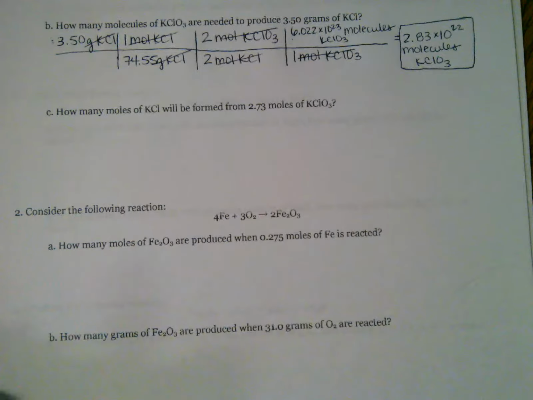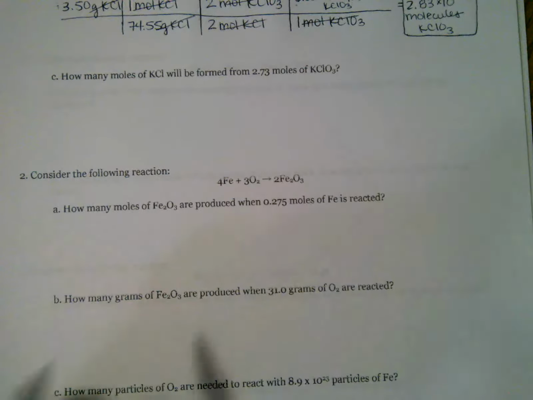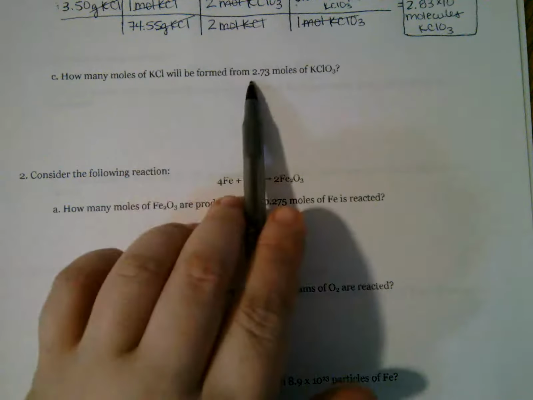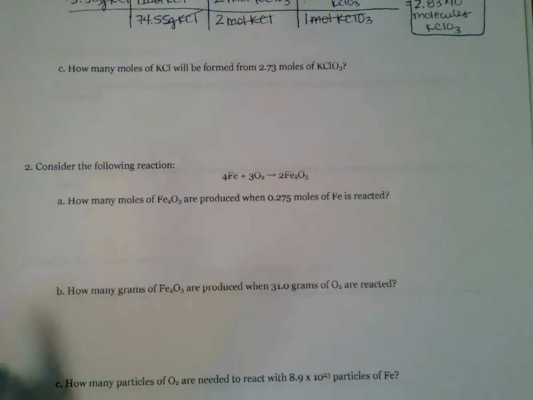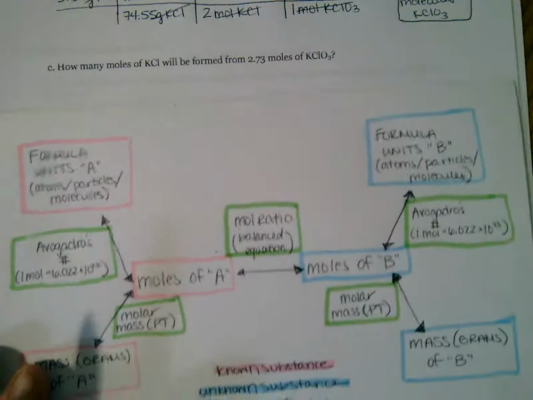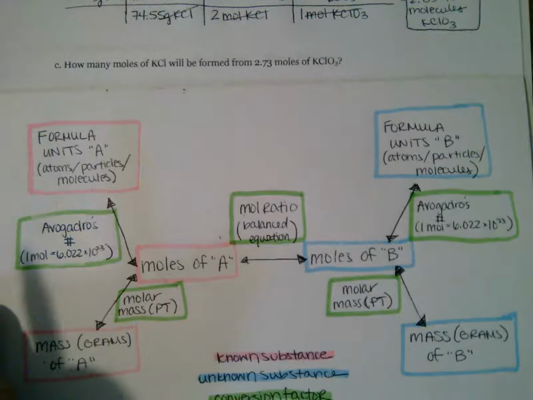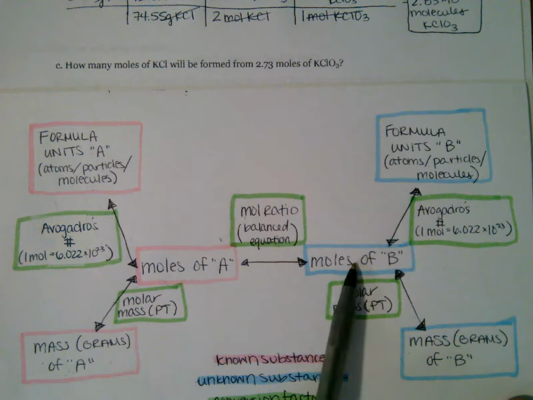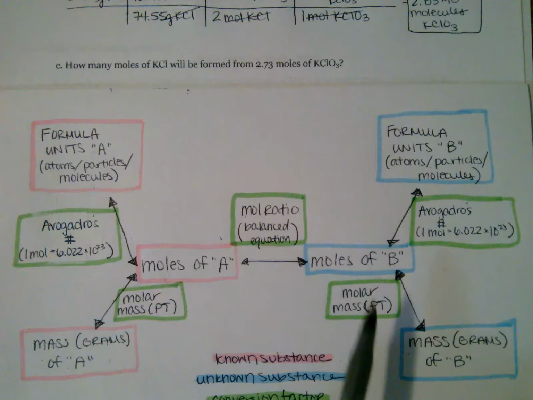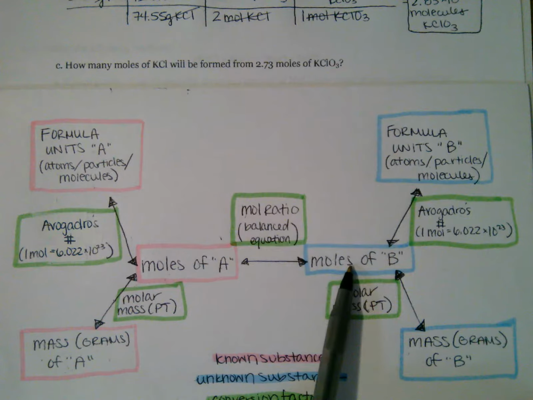Let's look at the next one, and this is the last one for this equation. How many moles of potassium chloride will be formed from 2.73 moles of potassium chlorate? Use your flow chart. Figure out where am I starting, where do I want to end up? How many moles of potassium chloride? We're asked to find moles of something. They are unknown substance. We're looking for moles.